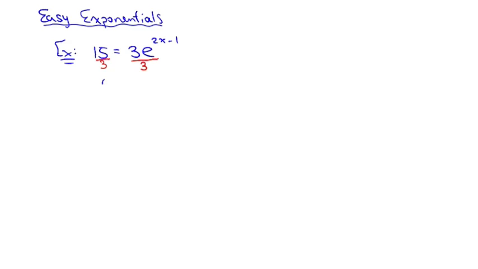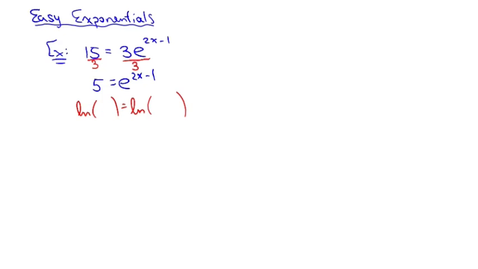Alright, so this gives you 5 is equal to e to the 2x minus 1. You should put an ln on there. Now, why would I choose ln over log in this case? Because it's e. When you ln and e, they're just going to go poof because they're inverse functions. So I'm going to ln both sides.